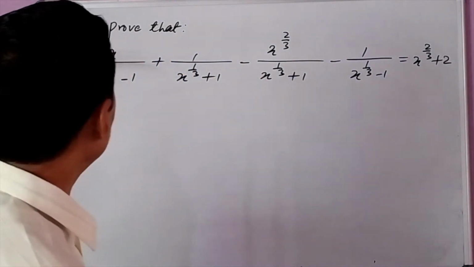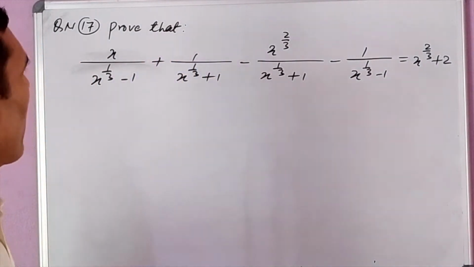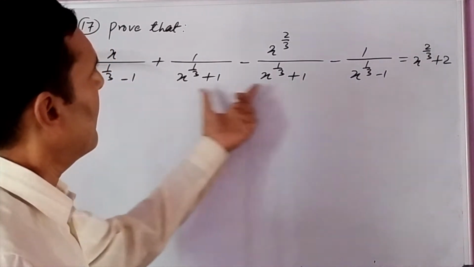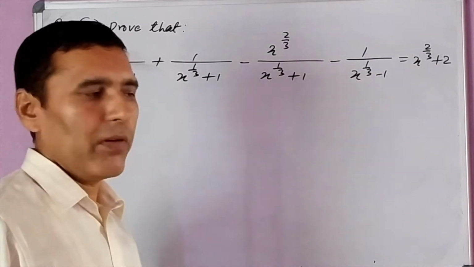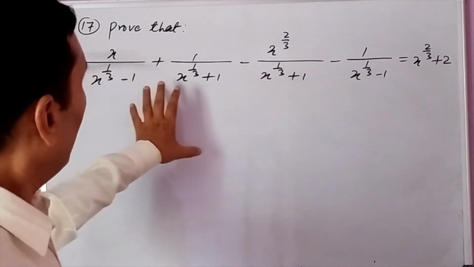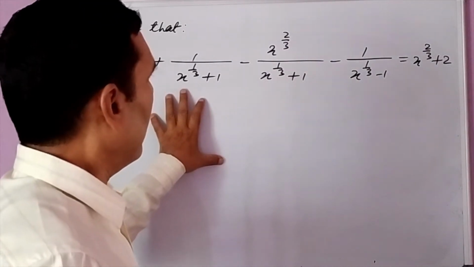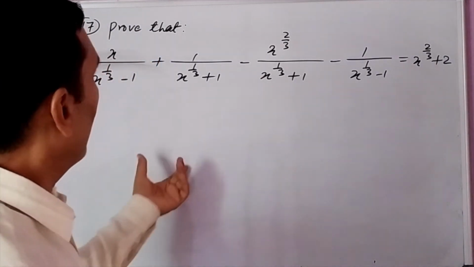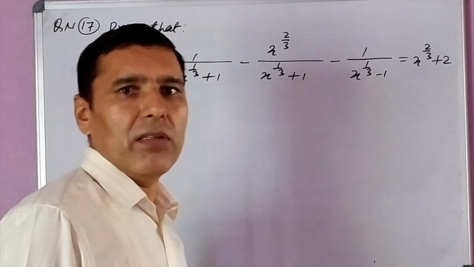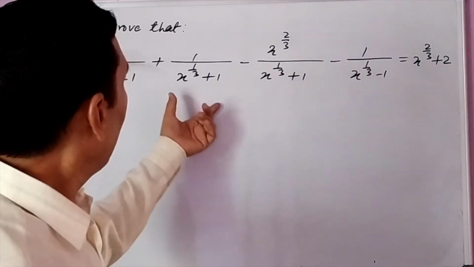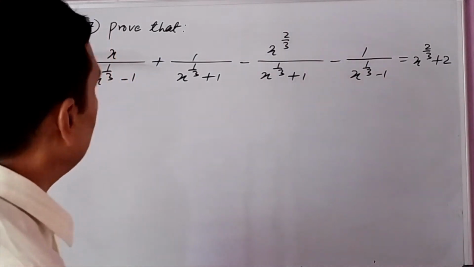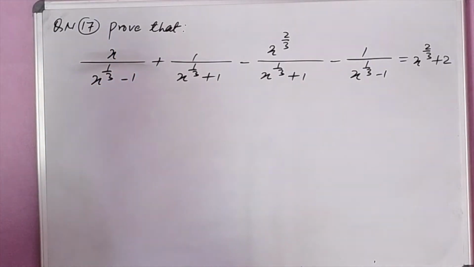Here we have another question, number 17, and it is in a different form. Here you can see the left hand side and right hand side are given in the question. Actually, we just have to simplify the left hand side only. If you simplify this left hand side properly, we will get this right hand side. This right hand side is the answer of the left hand side, which you get by simplifying it. So let's start by taking the left hand side.